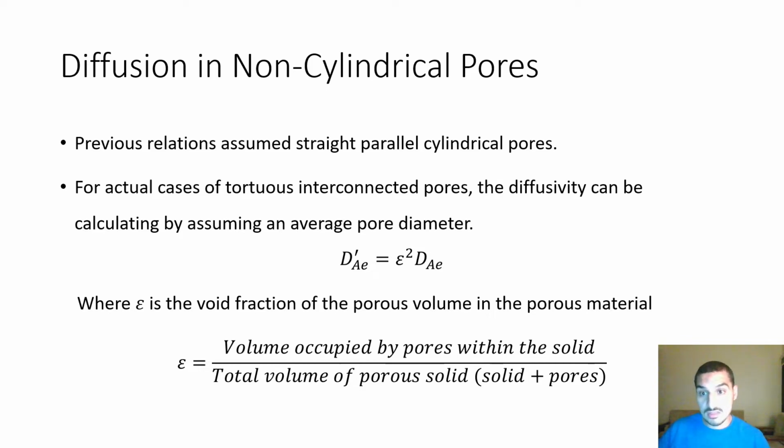a non-realistic assumption. So we can take care of this by introducing the term epsilon, which is the porosity of the solid phase, and we can calculate the actual effective diffusivity, which is the effective diffusivity multiplied by epsilon squared. Epsilon is the void fraction, or the porosity, which represents how much space is in the solid material. So epsilon is the volume occupied by the pores divided by the total volume, which is the volume of solid plus the volume of the pores.